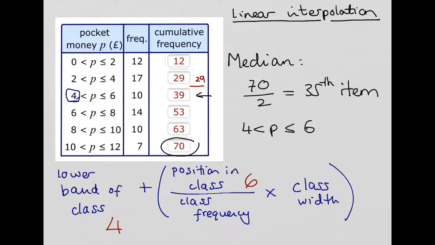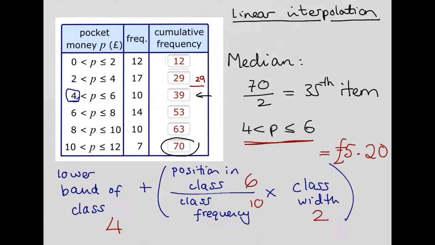Class frequency is 10. And the class width, 6 take away 4, so the class width is 2. So I'm going to do 6 divided by 10, times it by 2, plus 4. And you end up with 5.2 as the median. So it's a lot more accurate than just saying it's in that group. Okay?